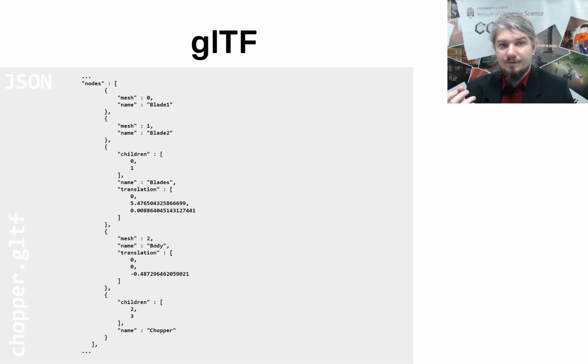Now glTF stores its data in a JSON format. Here is an example of a glTF file, and you can read this file quite easily. So here we have a chopper node. It has two children, indexes 2 and 3. So on 2 and 3 we have the blades and the body. And the blades also has some children, 0 and 1. That's blade 1 and blade 2. And you can also see the transformations between these nodes.